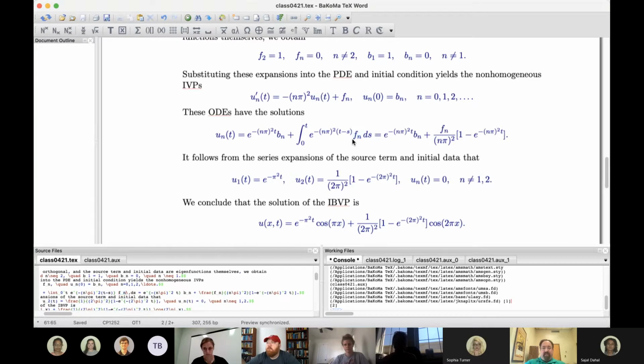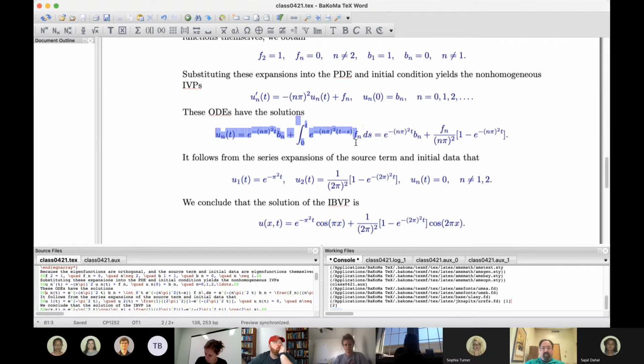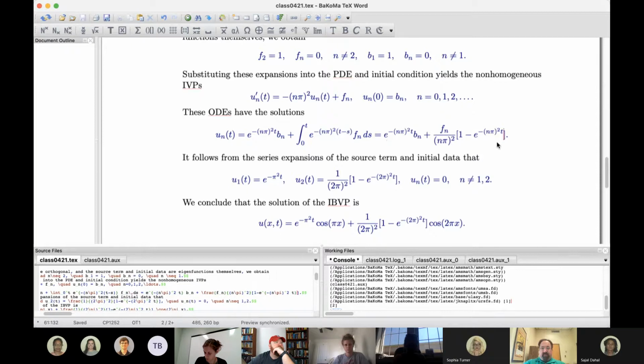If it does depend on t, we'd have Fn of s here, and then there'd be a bit more work involved in evaluating the integral. But here, Fn is a constant, so I just pull it out and then integrate this. So this solution formula always applies, and if Fn is a constant too, then it goes directly to this. As I talk about each problem, please just go ahead and jump in if you have any questions about that problem.